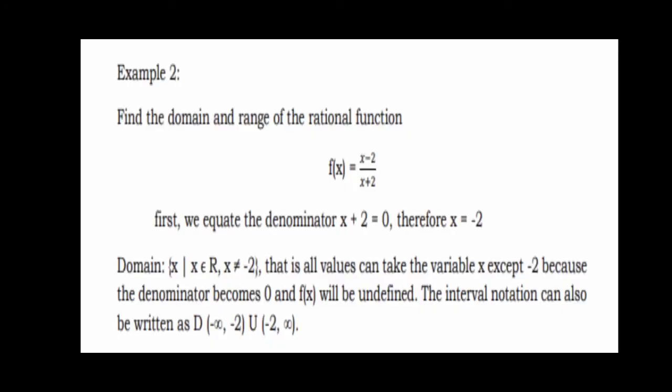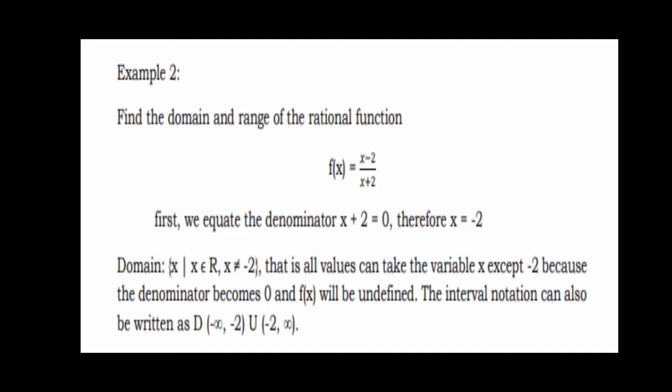Let's try to answer example number 2. Find the domain of the given rational function. You have f of x equals x minus 2 all over x plus 2. Again, we are going to find a value of x where your denominator will be equal to 0. So what do you think should be the value of x so that your denominator will be equal to 0? Correct. Your x is now equal to negative 2. Negative 2 plus 2 is equal to 0, which will give your denominator a 0 value, which is undefined.